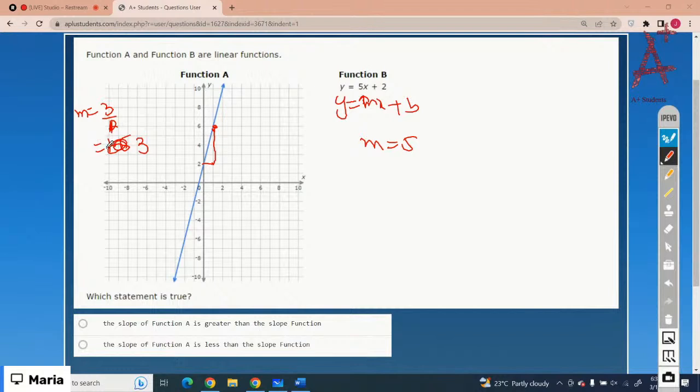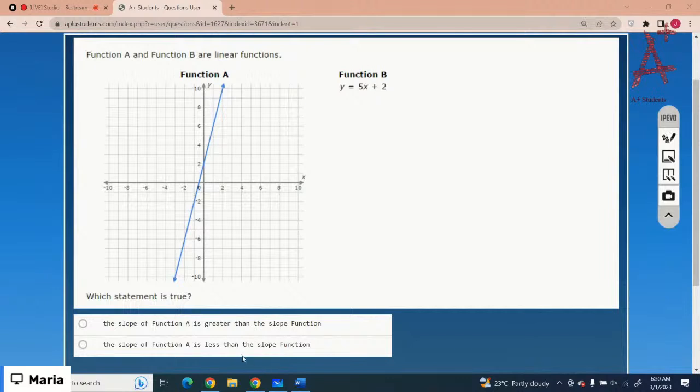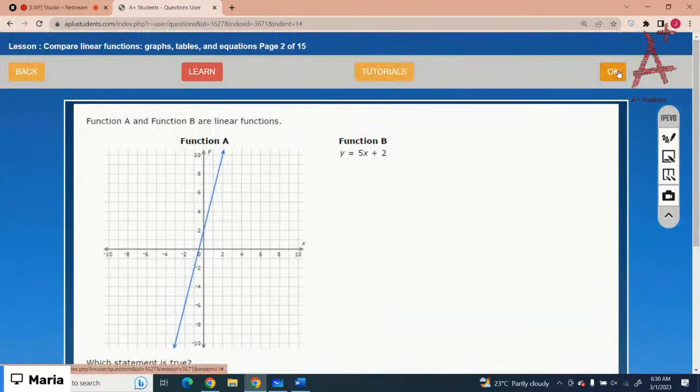Got it? So that means the slope of function A is less than the slope of function B. Option number 2 is the correct option. The slope of function A is less than the slope of function B.